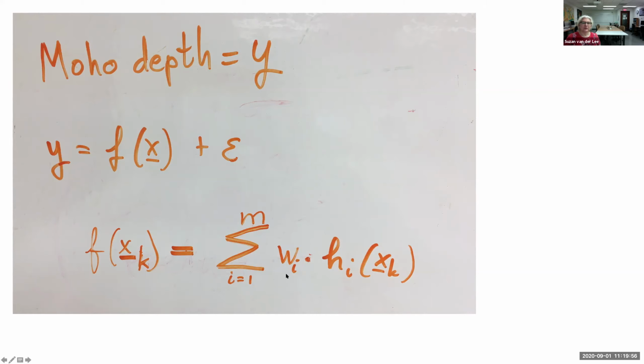And so once we know these weights, we can express the value of the MOHO at any point x of k, for any k, using this definition of the continuous function for the MOHO depth. Now, these basis functions are defined as a function of the location, and there are as many weights as there are basis functions h.